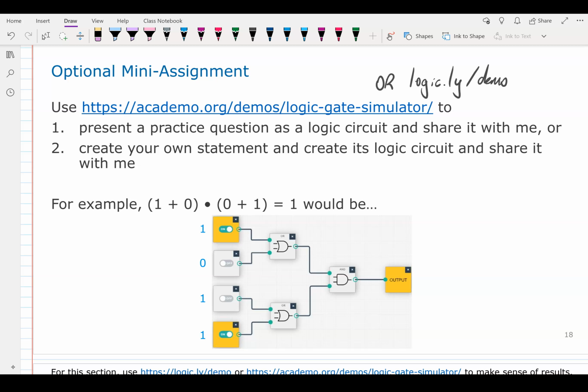But let me just show you how you would do this assignment if you choose to do so. In this case, we have 1 plus 0, which is the same as 1 or 0.